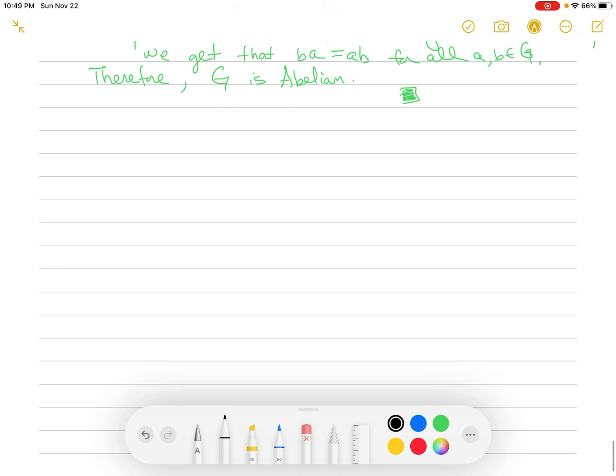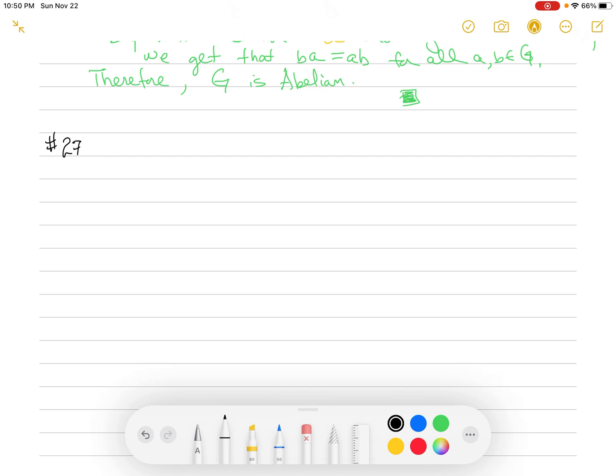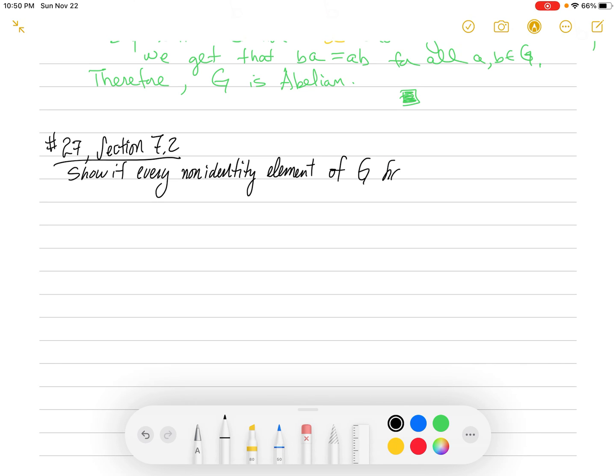This is going to be number 27, Section 7.2. This one's an interesting one. Show if every non-identity element of G has order 2, then G is abelian. Lowercase a, let me put the uppercase A.